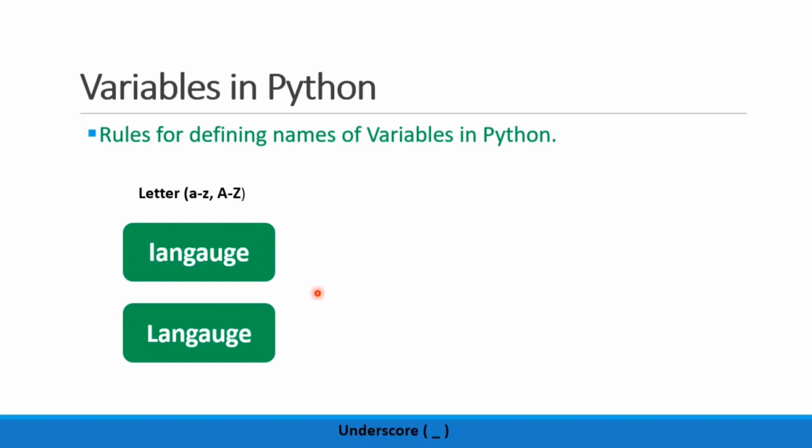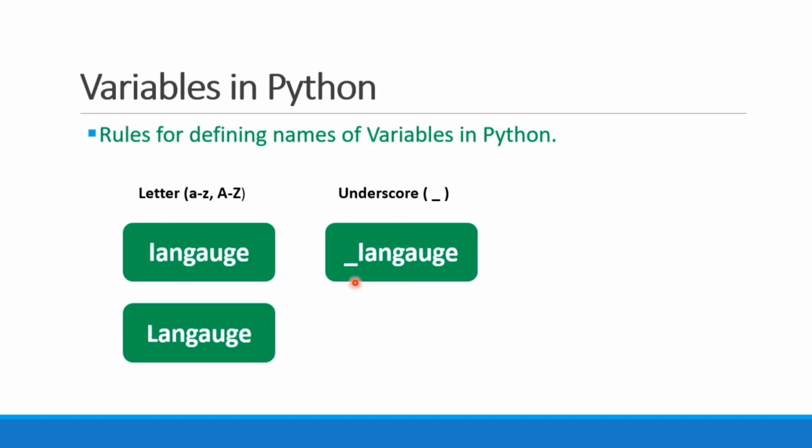And another rule is you can start the name of a variable with an underscore. For example, _language is another legal variable. But the rule says that you cannot define a variable name that starts with a number. For example, like this, 12language. It is not a legal variable in Python, and Python will give you an error when you write this as a variable name.